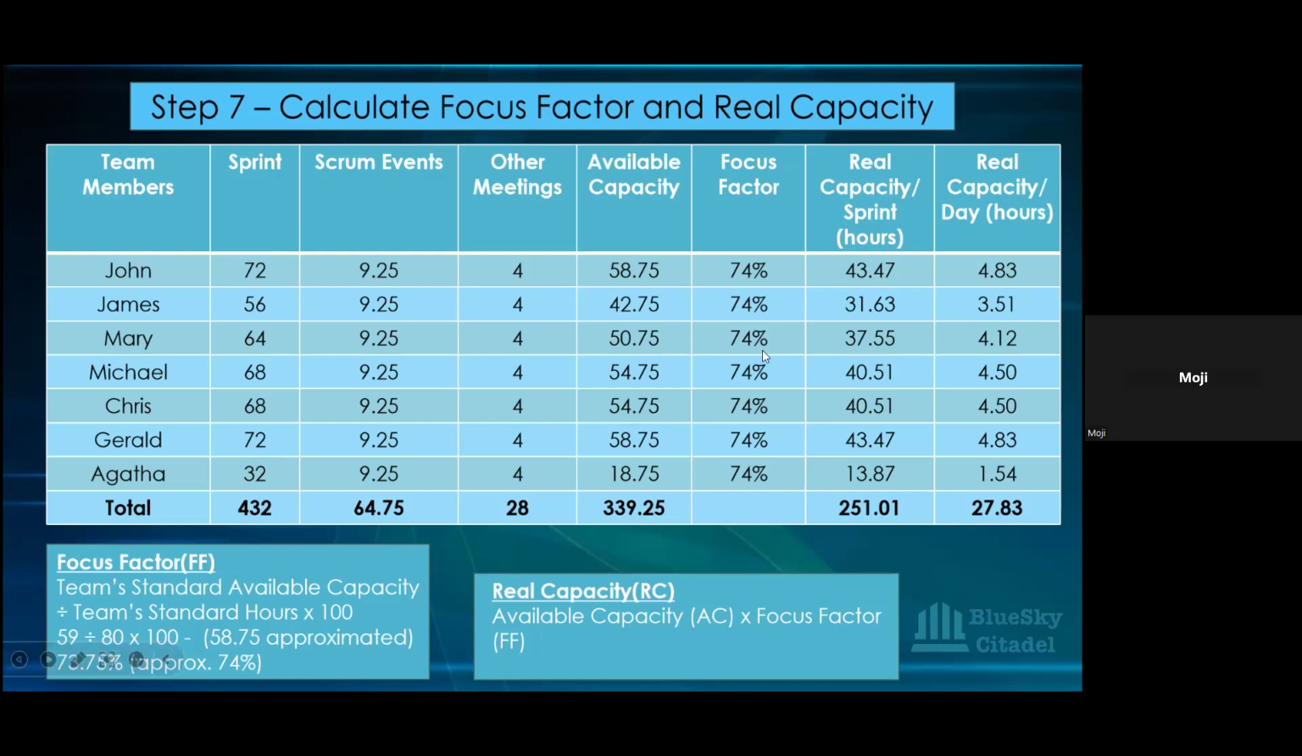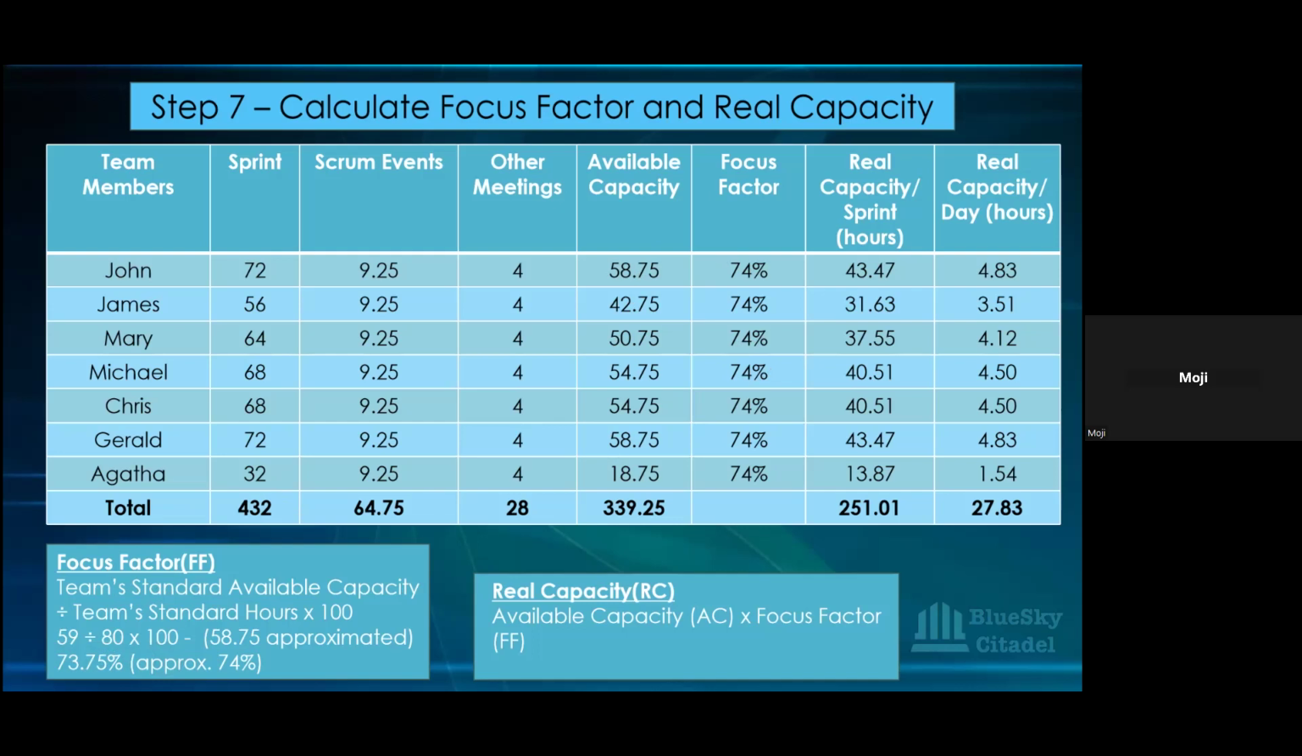There's a formula we use in working that out. So their available capacity is not their real capacity. So we use the focus factor to work out their real capacity for the sprint. Okay. And the formula you use for your focus factor is your team's standard available capacity. Their standard available capacity, remember, is 80 for each person because they are employed for 8 hours per day. And then that's times 10, which is for the sprint, which is 80.